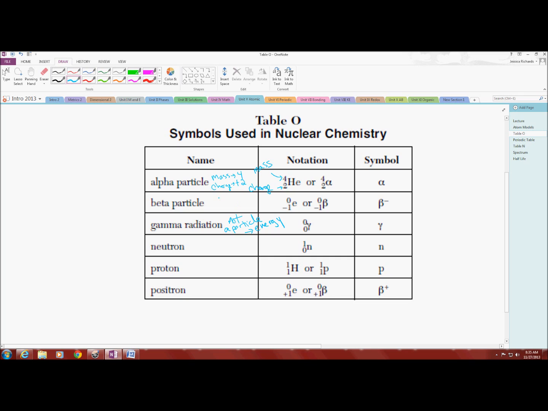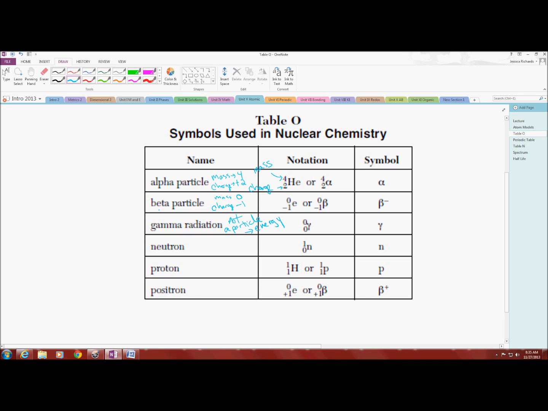A beta particle, on the other hand, essentially has a mass of 0. Now it is a particle, so it has some mass, but it's really, really tiny, and we'll see what it is in your notes, and you don't have to memorize it, so I'm not going to write it here on your reference table. And it has a charge of -1.